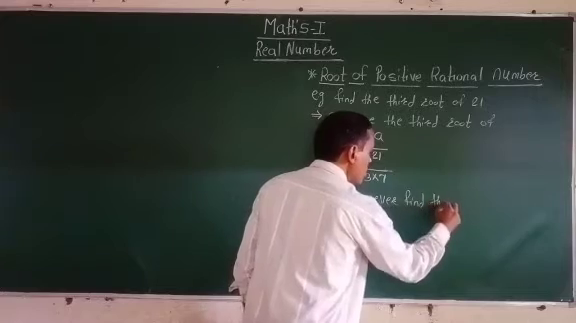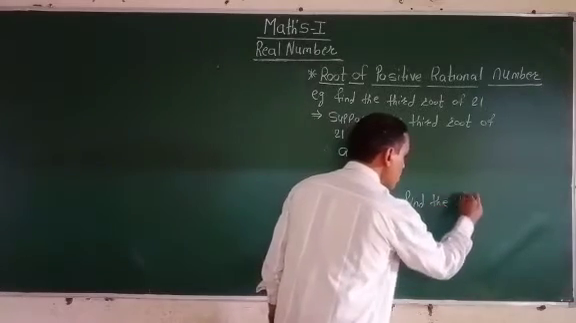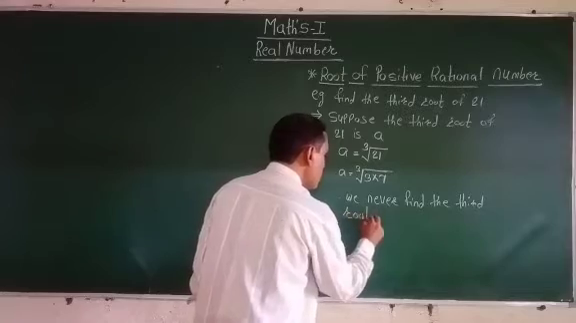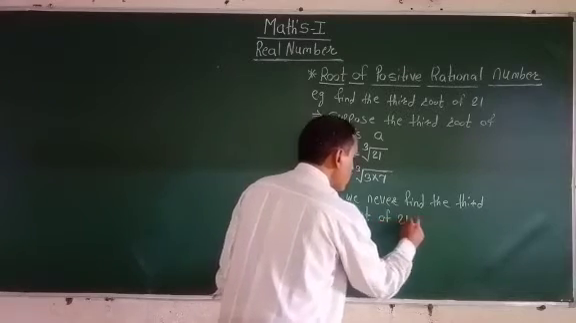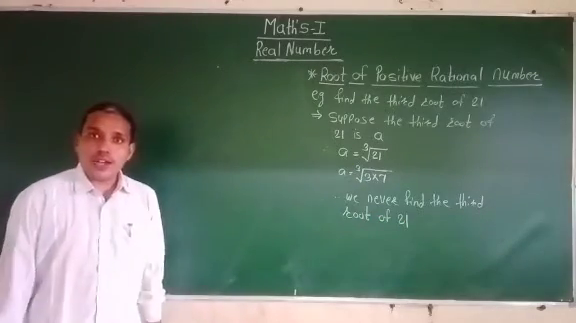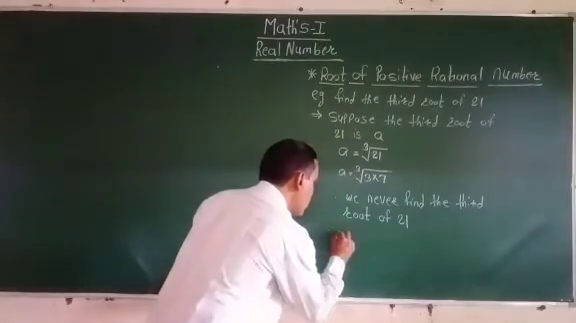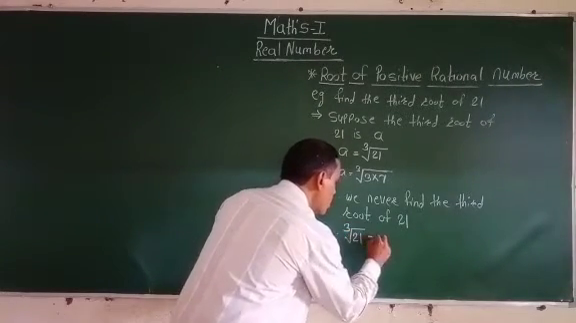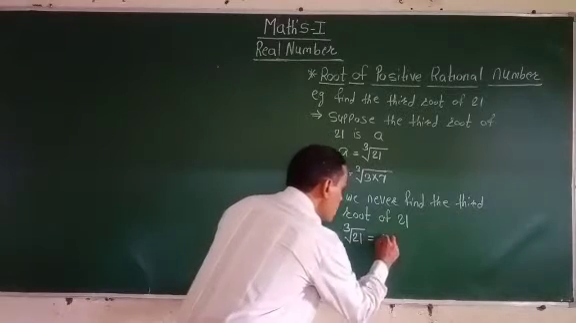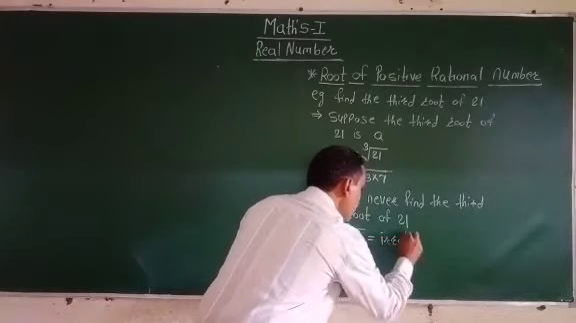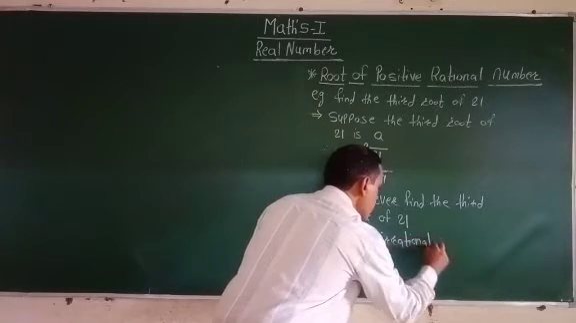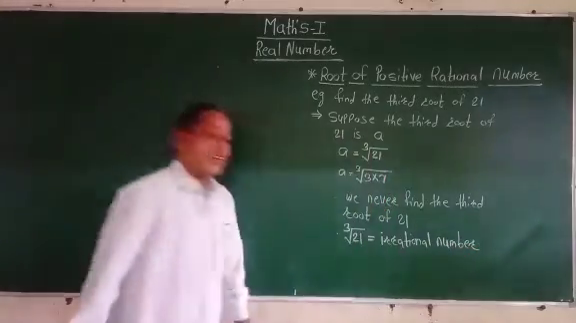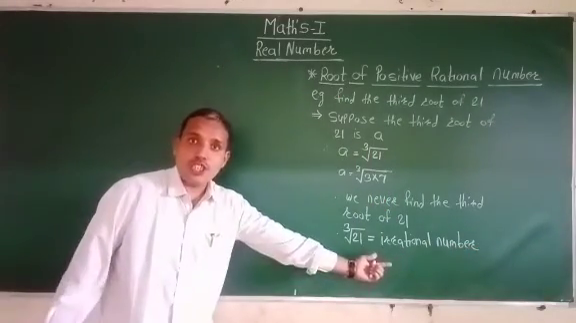Therefore we cannot find the third root of 21. We never find the third root of 21, and therefore we can write down that the third root of 21 is an irrational number. We say it is an irrational number.